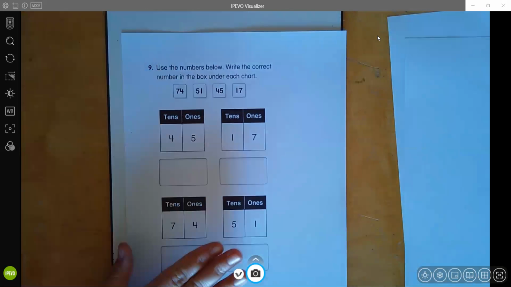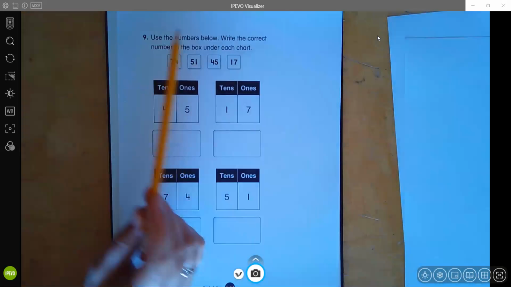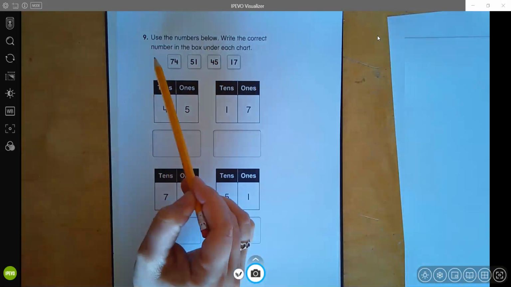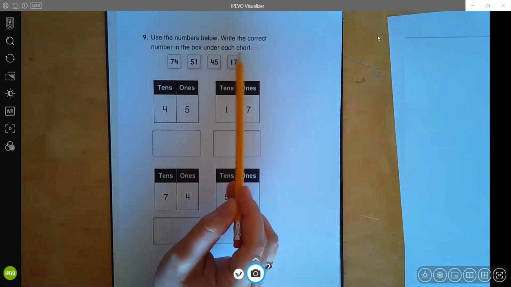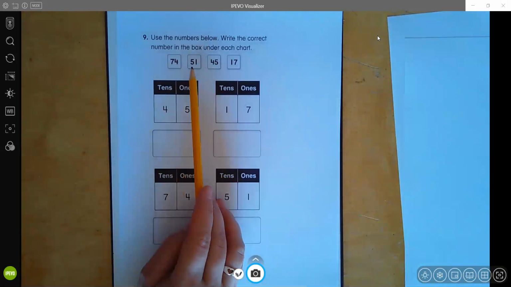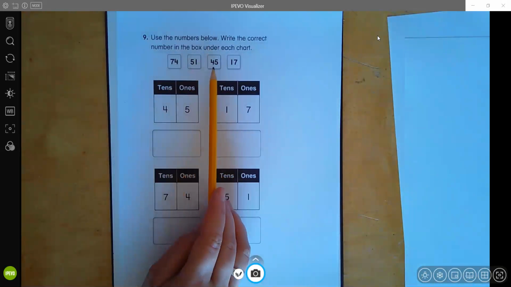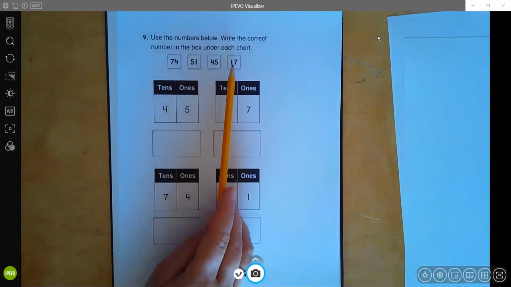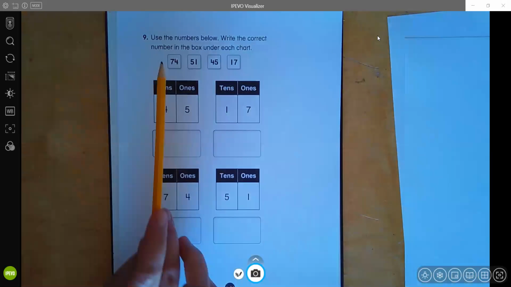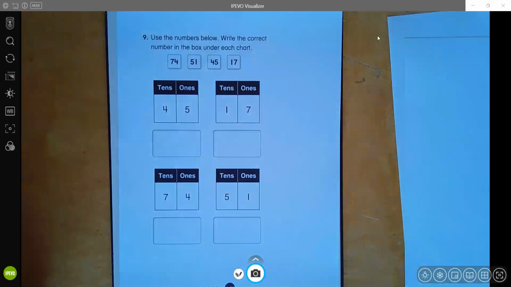Okay, so number 9. Use the numbers below. Write the correct number in the box under each chart. So the numbers you have here are 74, 51, 45, and 17. So you need to look at these place value charts and match them with the numbers that are above. Okay, so be careful to notice the ones place and the tens place.